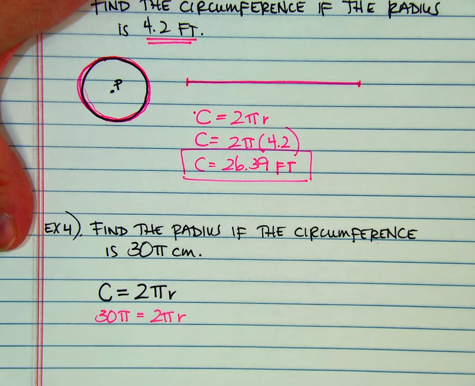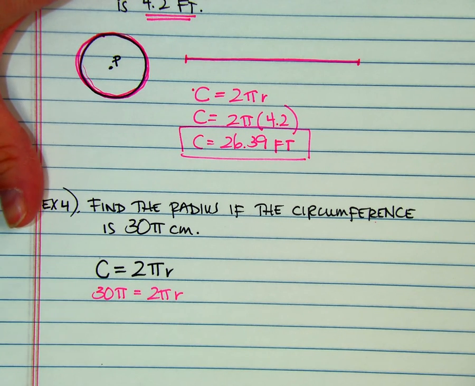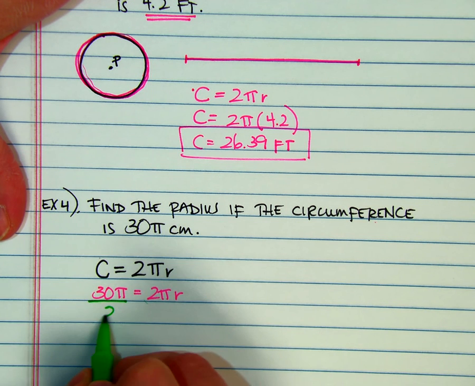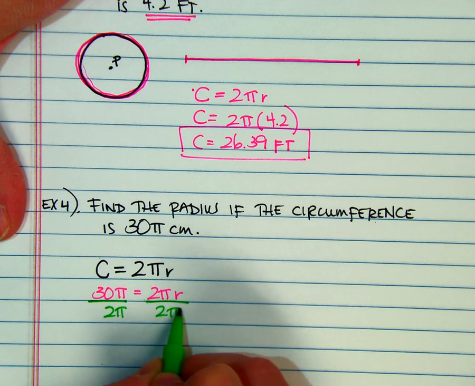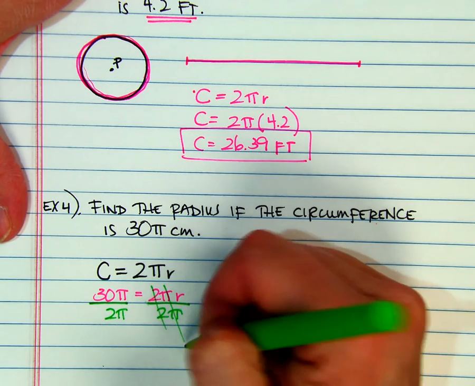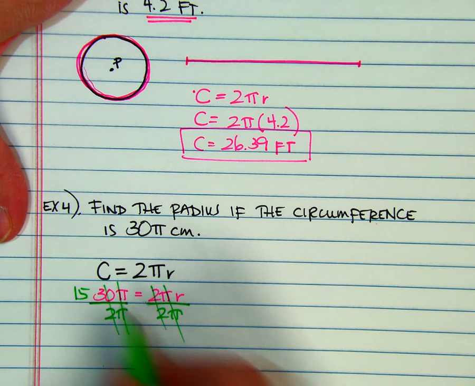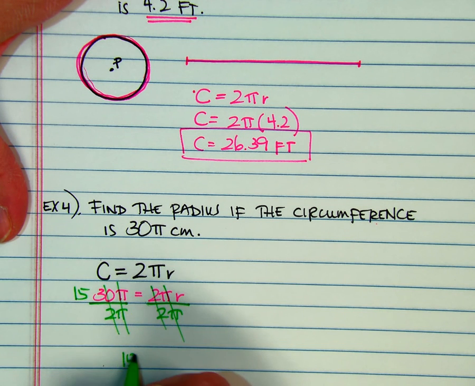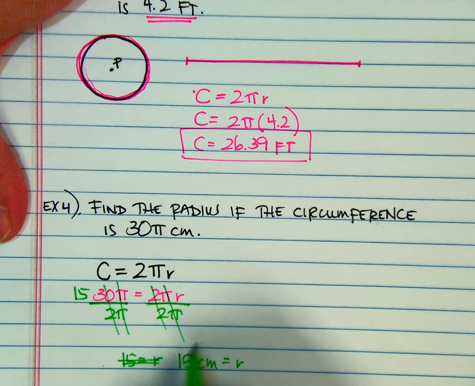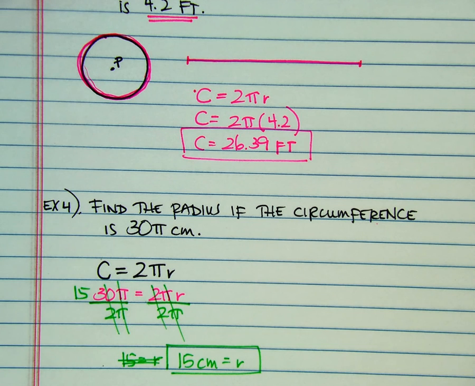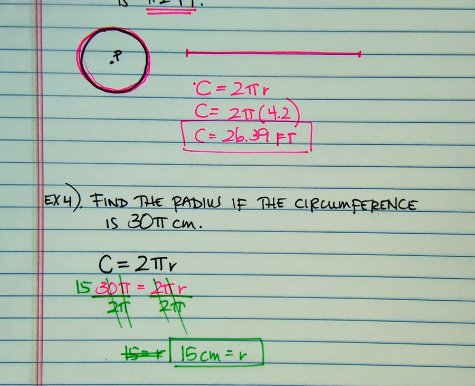I'm going to bring all my other stuff down. It's the radius that I'm solving for, so I'm going to go ahead and get rid of the 2 pi all in one shot. I'm going to divide both sides by 2 pi. 2's cancel. Pi's cancel. Pi's cancel over here. And you're left with a nice, neat 15. So, oops, I forgot my unit. So 15 centimeters equals the radius. There will be another video talking about arc length and area of a sector, which brings back circumference and area.